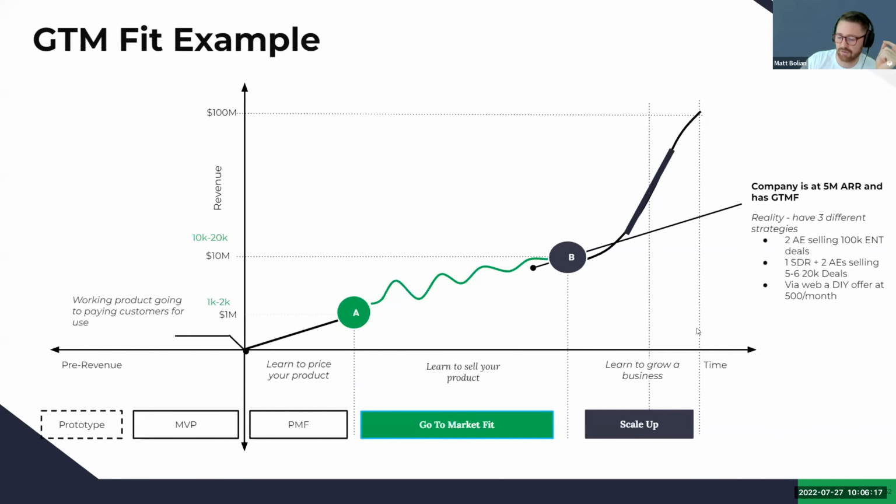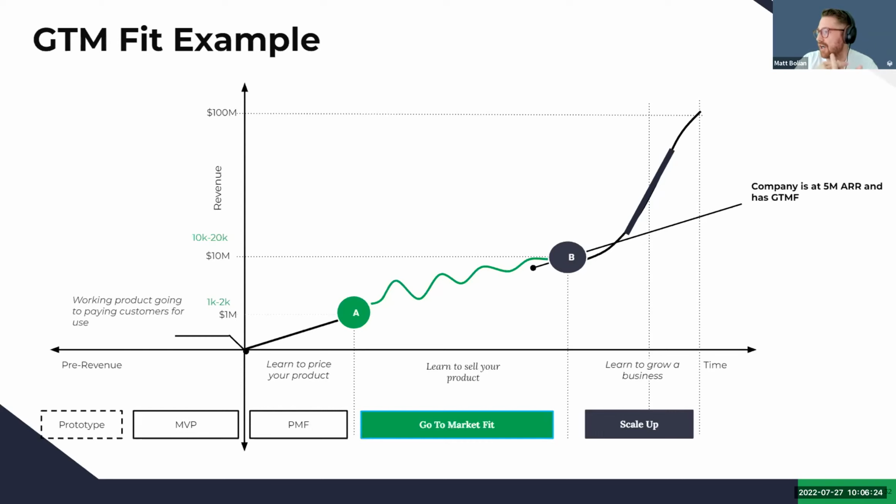Okay, here is the example, hopefully I have the example. Okay, oops, I went too far. Okay, go-to-market fit example. This is a question. Let's talk about this. Raise your hand, and we'll have someone answer.